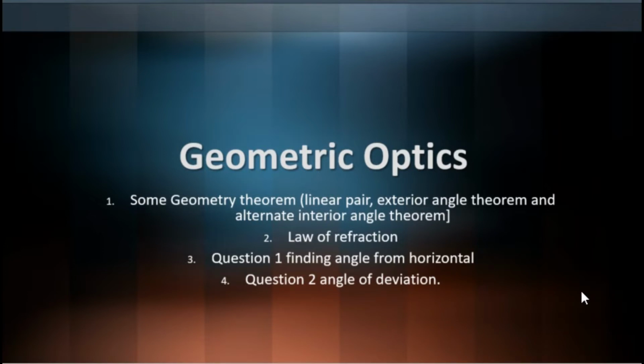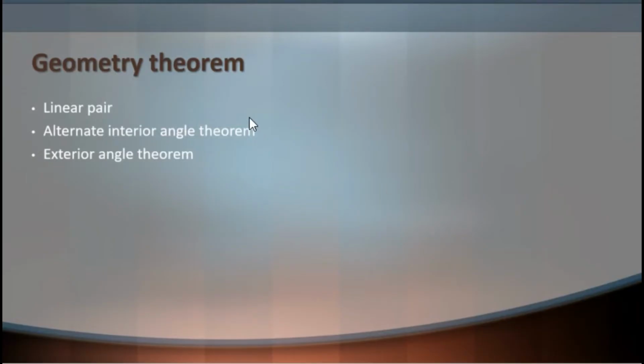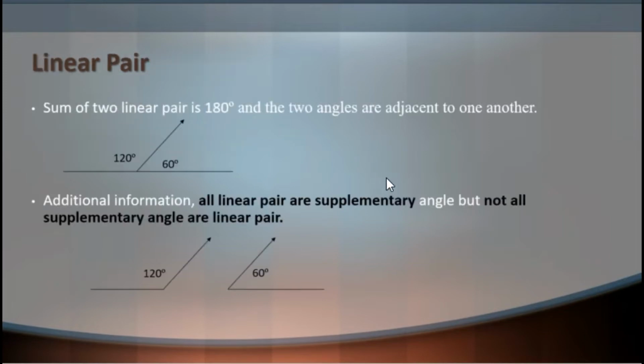One of the most fascinating things about light is that it follows an abstract, well-defined path, most particularly in a geometric pattern. However, this geometric pattern is only an approximation of how light propagates through space and boundaries. These are the geometric theorems that we are going to take a brief look at: linear pair, alternate interior angle theorem, and exterior angle theorem, including the alternate exterior angle theorem also.